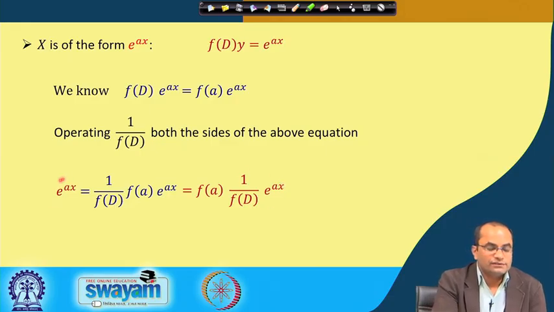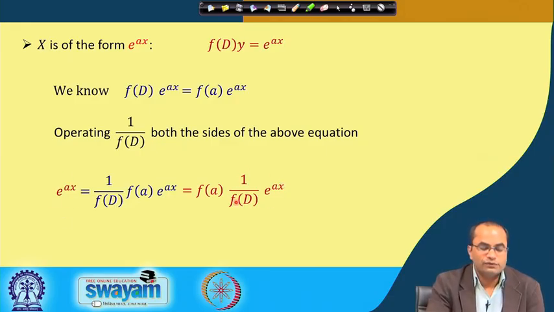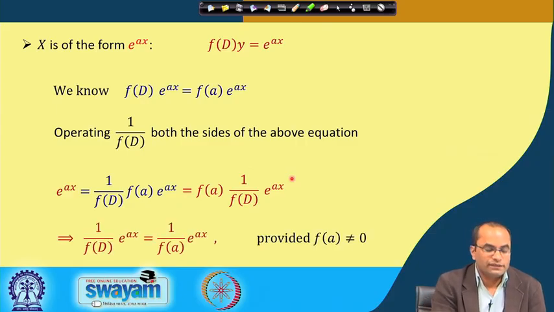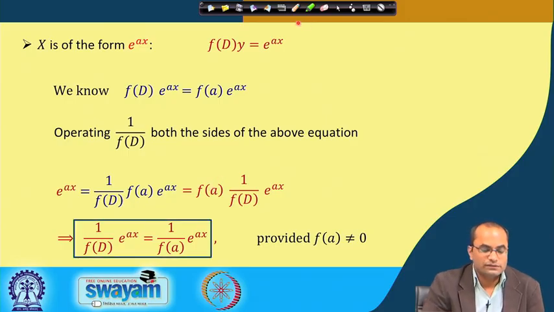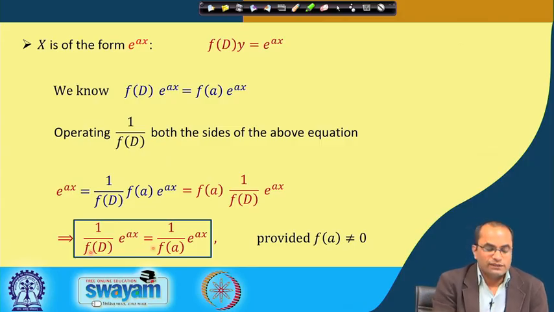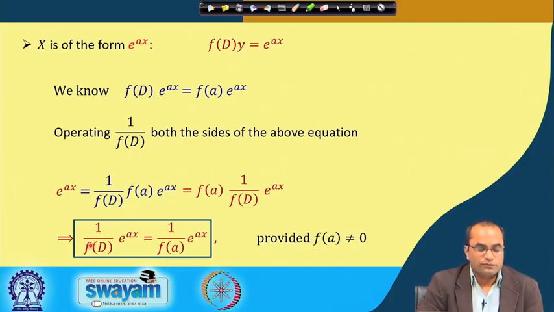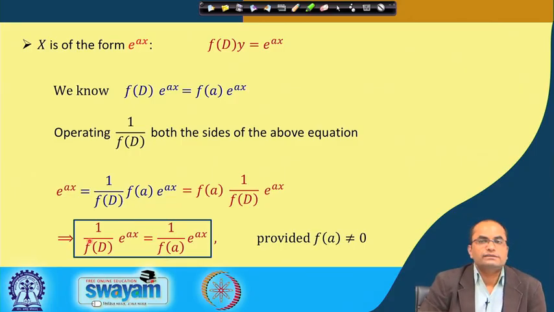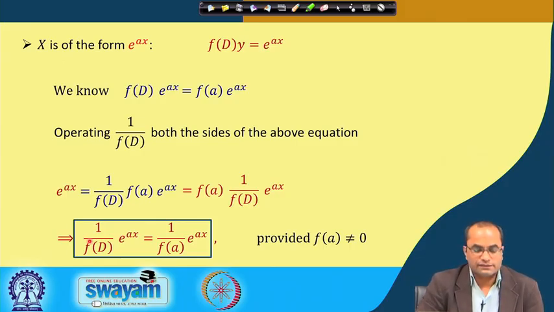So, now from this relation that e power a x is f a 1 over f d e power a x, what are we getting? That this inverse operator on this e power a x is nothing but e power a x divided by this f a. So, what is this interesting result here, that when we operate this 1 over f d on e power a x, we do not have to do much, we do not have to use that formula which was derived earlier. What we can do, just the d will be replaced by a, and that is the value of this operator 1 over f d when we have this right hand side function e power a x.